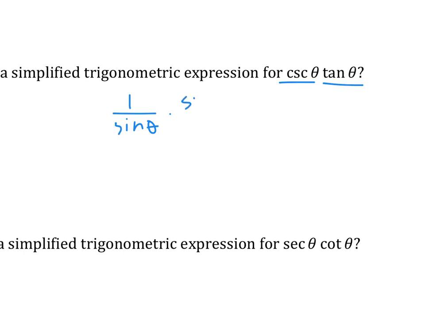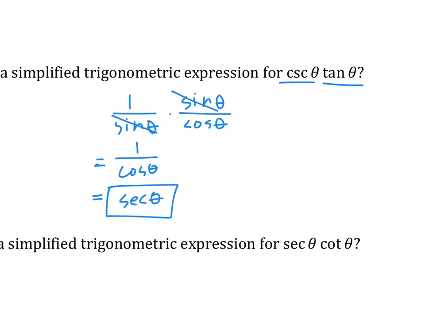Tangent is sine over cosine. And so you can see that since they're multiplied together, sines are going to cancel. It's 1 over cosine. Now 1 over cosine is not the simplest form. The simplest form is, so think about what 1 over cosine is. 1 over cosine is secant. So cosecant times tangent is really just secant.